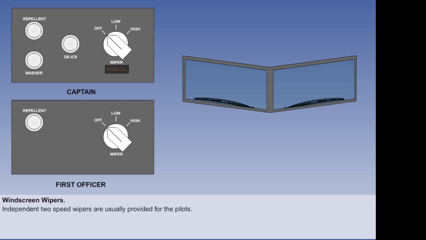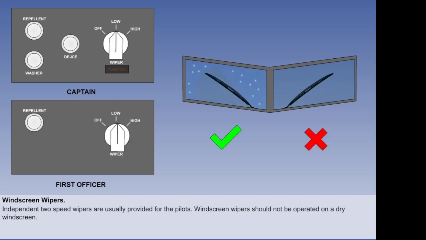Independent two-speed wipers are usually provided for the pilots. They may be electrically or hydraulically powered and are controlled by switches on the flight deck. They normally have a parking facility. When the switch is placed to off, the wipers will park at the bottom of the screen. Windscreen wipers should not be operated on a dry windscreen.